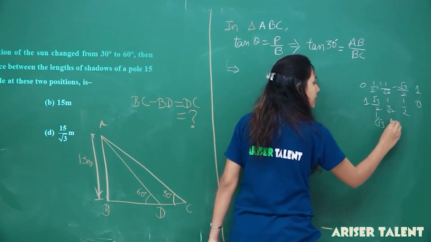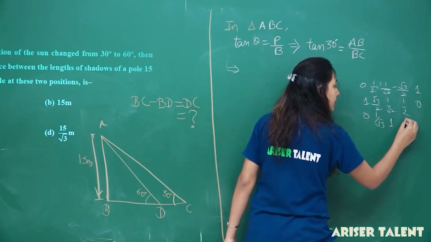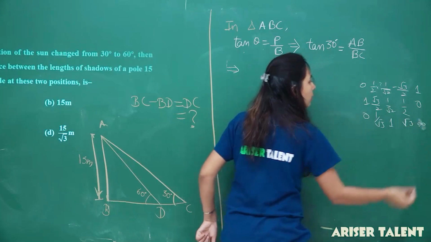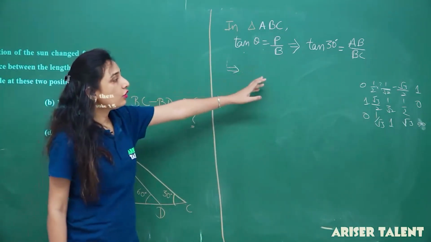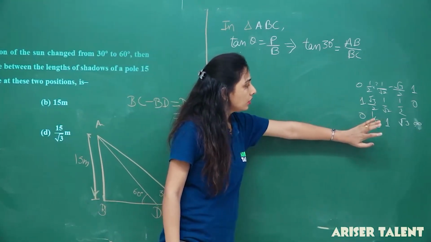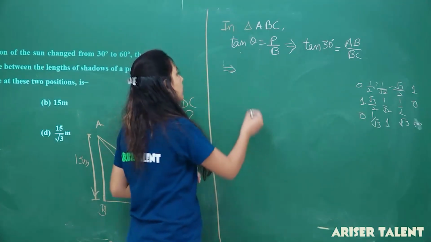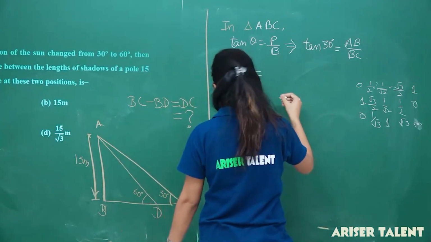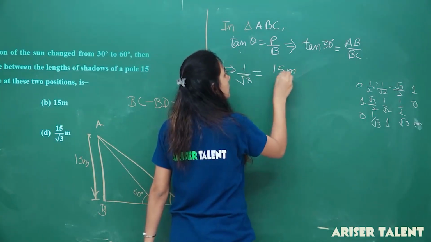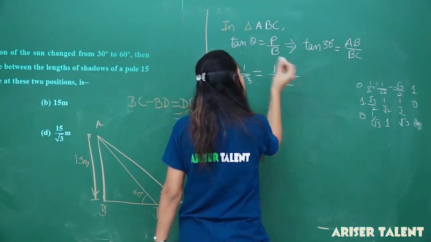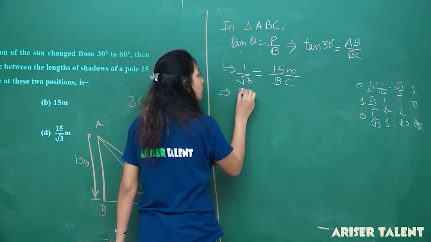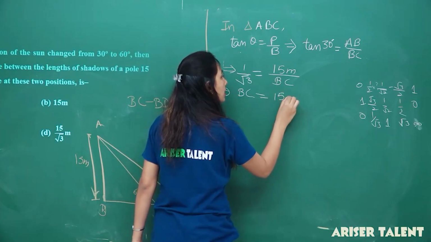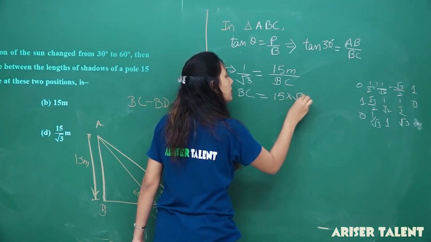tan 30 is 1/√3, tan 0 is 0, tan 60 is √3, and tan 90 is not defined. So, the value of tan 30 will be 1/√3, which equals AB upon BC, where AB is 15 meters. From here we get BC equals 15 multiplied by √3 meters.